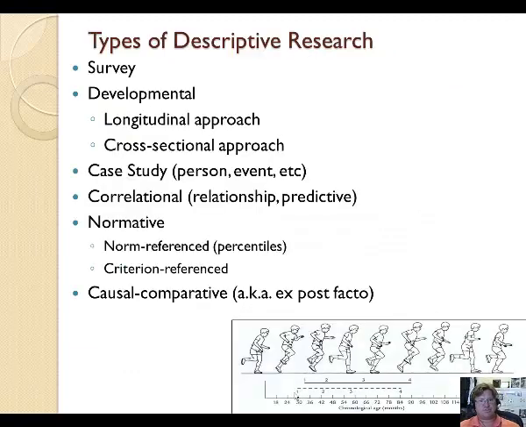The different types of descriptive research include survey research, probably the most common, where we send a survey out to a large number of people and use that with some descriptive statistics to describe what we found. We also see descriptive research in developmental research, such as the longitudinal approach, where we look at the same people as they get older, or the cross-sectional approach, where we look at people at different ages to try and map out some kind of sequence. Case studies and correlational studies are also forms of descriptive research.